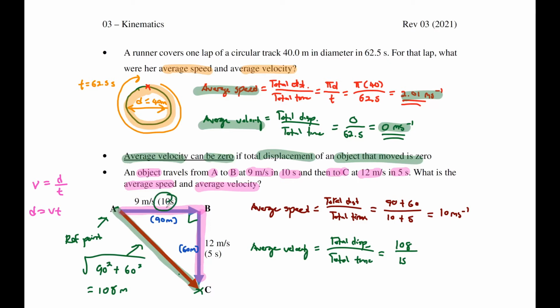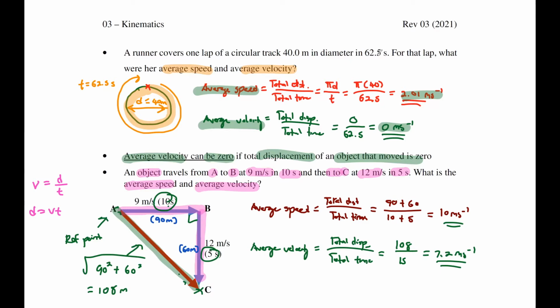Because you took 10 seconds here and 15 seconds here, you will still be taking the same time. So this one will be 15 seconds. So it'll be 108 divided by 15, giving you 7.2 meters per second. So this is average speed and this is average velocity.